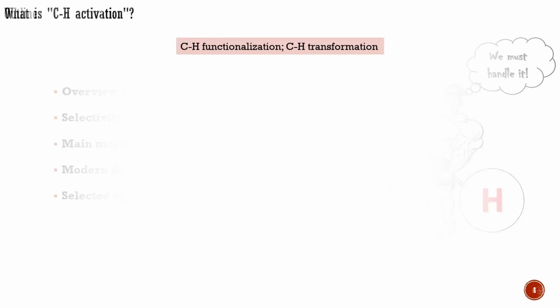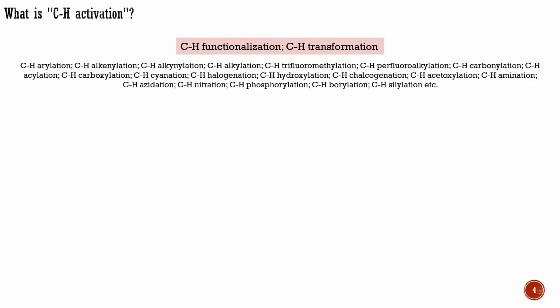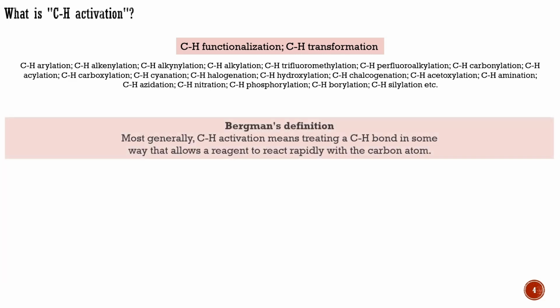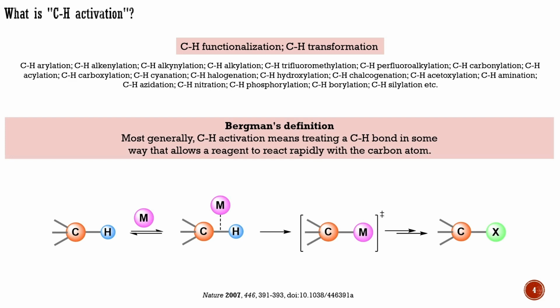Let's start with definitions. First of all, it should be mentioned that in the modern chemical literature, quite often you may face other synonyms of CH activation. The most commonly applied synonyms are CH transformation and CH functionalization. However, depending on the specific transformation, you may see a number of other synonyms, such as CH arylation, CH amination, CH halogenation, etc. The most frequently used definition for CH activation was given by Bergman, which is as follows.